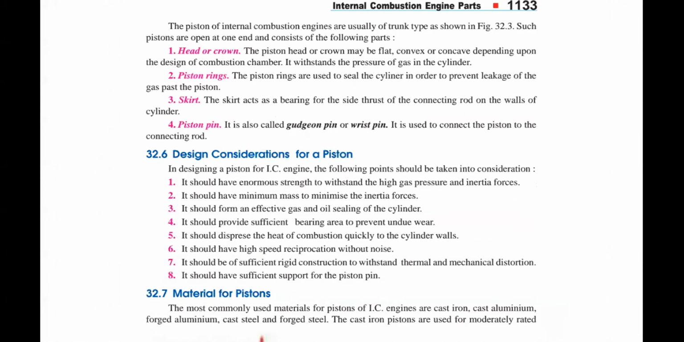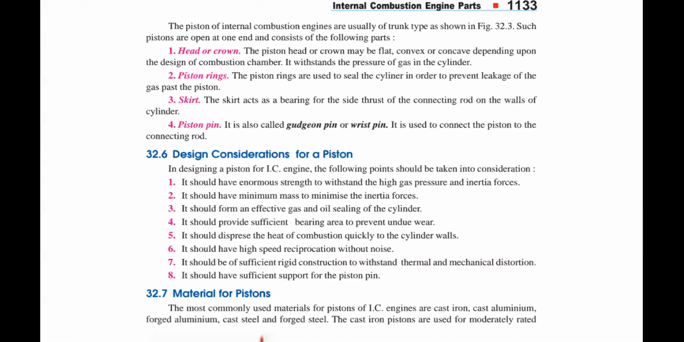Now what parts do you have in a piston? Here we have the head or crown, piston rings, skirt, and piston pin. Head or crown means the piston head or crown may be flat, convex or concave depending upon the design of the combustion chamber, and it withstands the pressure of the gas in the cylinder. I already explained in the design procedure of the engine cylinder that the head always plays an important role, Amma, to withstand the pressure of the gas in the cylinder.